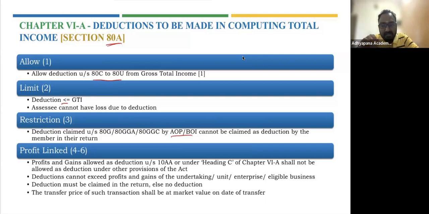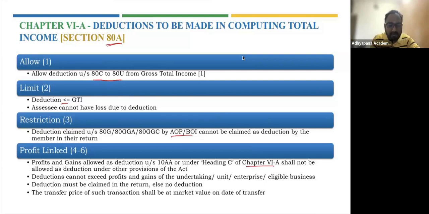And there are some deductions which are called profit-linked deductions. They are covered in your final chapters. When you say profit-linked deductions, it relates to your business. Chapter 6A has various headings, with various categories of deductions. So this 80 and all is heading A. Then you have some deductions under heading B. And then the third set of deductions is called heading C, which are called profit-linked deductions.